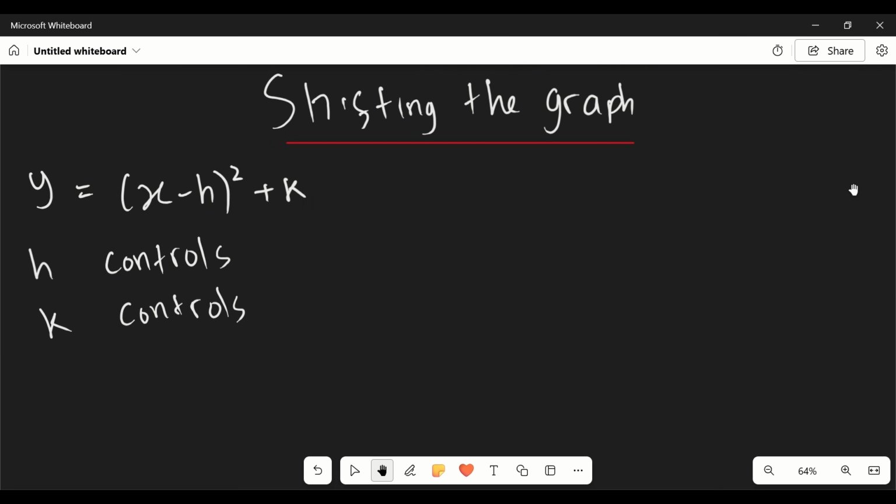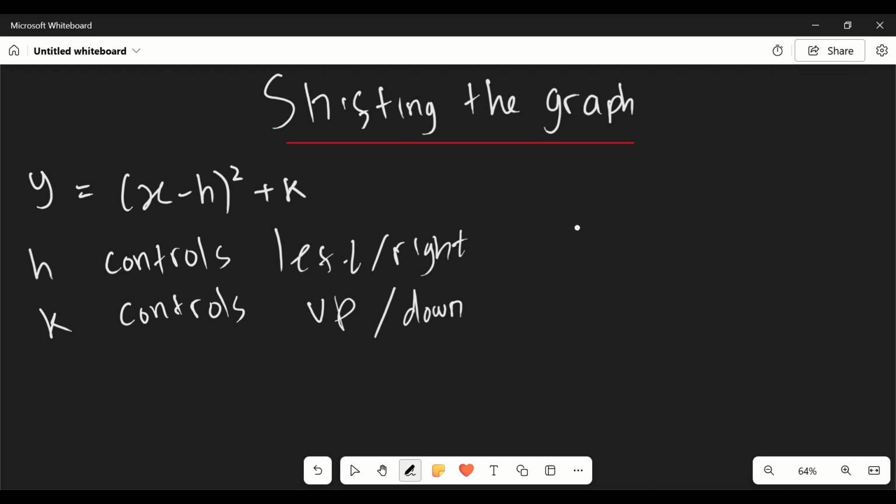Let's consider this equation. y equals x minus h, all squared, plus k. The number h controls left or right, and k controls up or down.